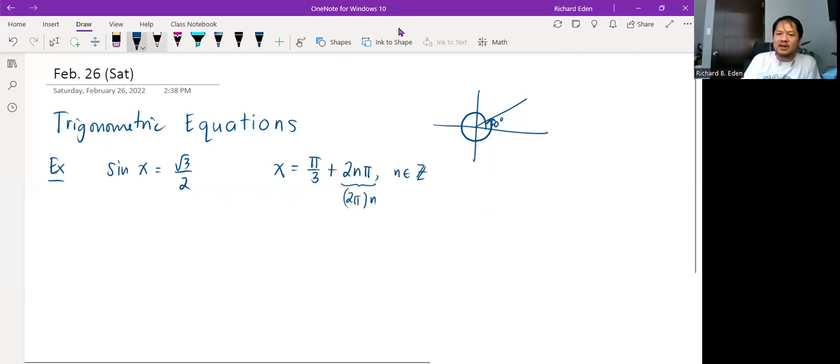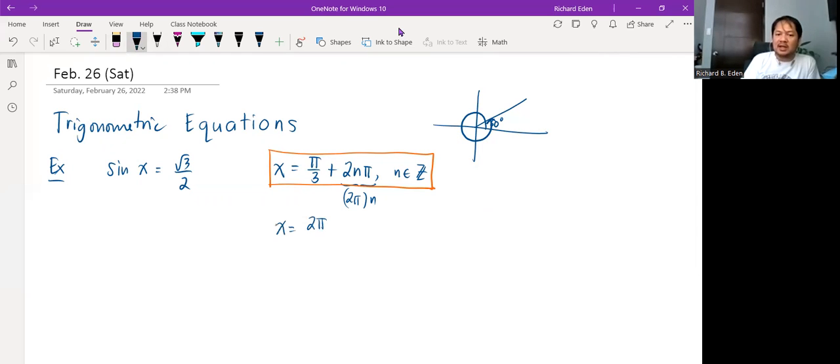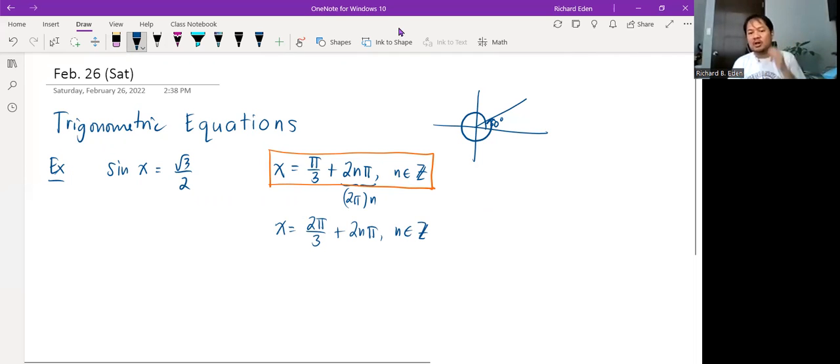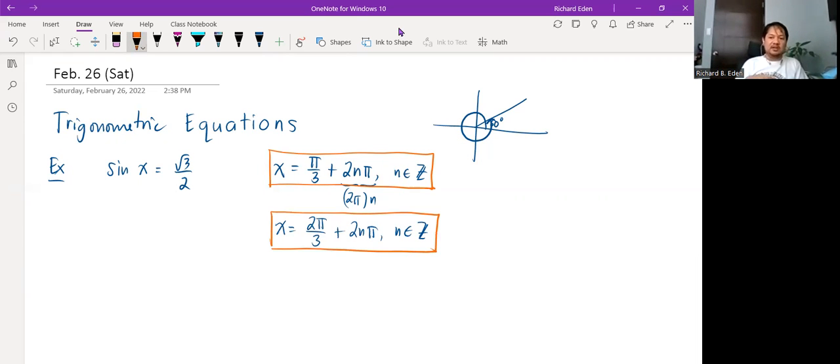The other family of solutions would be those which are coterminal with 120 degrees. So x is 2 pi over 3 plus 2n pi, where n is an element of Z, the set of integers. Z is the set of all integers because n here doesn't have to be just 0, 1, or 2. It could be negative 4, negative 5. You could be going not just counterclockwise, but also clockwise. Okay.